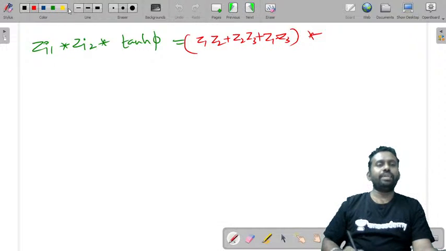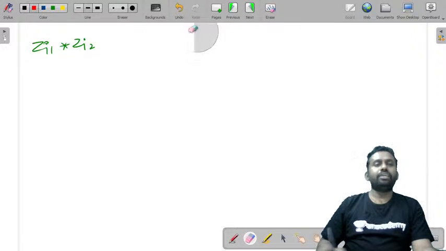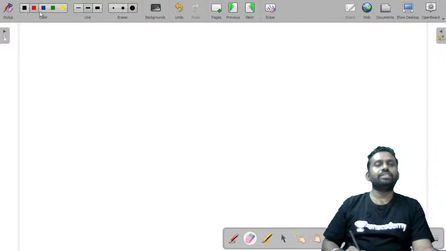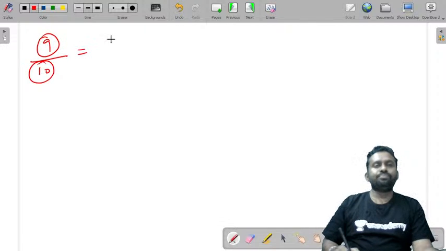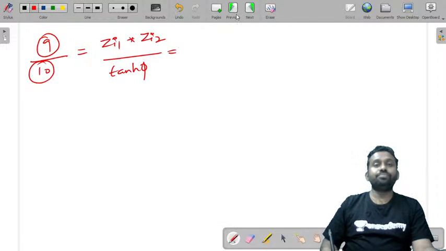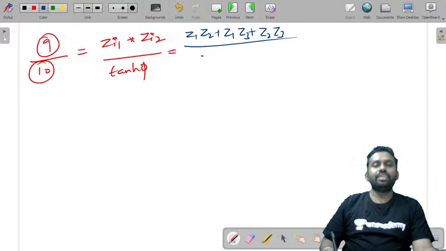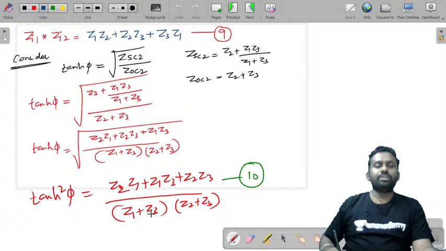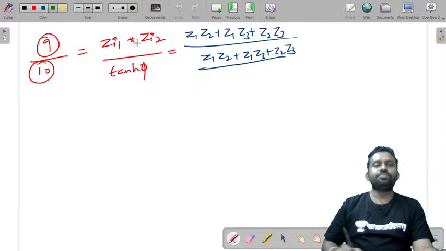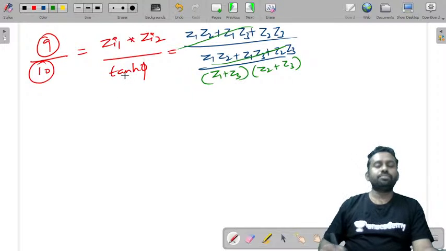So instead of multiplying, you can divide so that this term will get cancelled. Let's try to divide these two equations. Divide 9 by 10, that's better. So Zi1 into Zi2 by tan h phi. What is Zi1 into Zi2? Z1 Z2 plus Z1 Z3 plus Z2 Z3, divided by tan h phi, which is Z1 Z2 plus Z1 Z3 plus Z2 Z3 by Z1 plus Z3 into Z2 plus Z3. We can cancel these two terms.